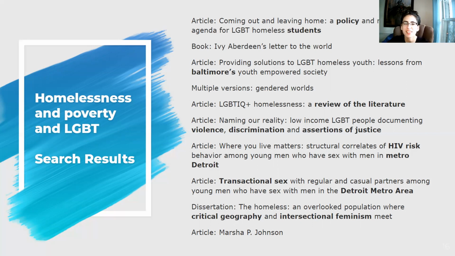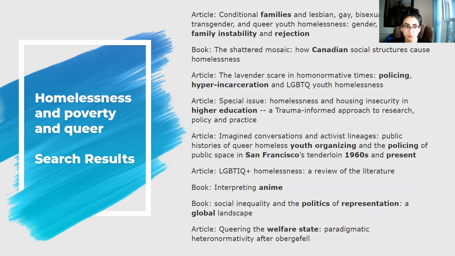Gotta wrangle them in. I have an article that's just a review of the literature, meaning that it's looking at all of the research that is available on the LGBTQ spectrum and homelessness. Another one talking about violence and discrimination. One talking very specifically about HIV risk and also specifically in the Metro Detroit area. Another one about Detroit, and another one that's moving into critical geography and intersectional feminism. So you can see all over the place. So again, might need to narrow it down a little bit more.